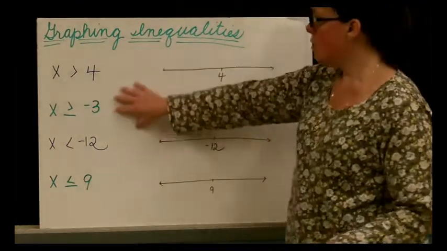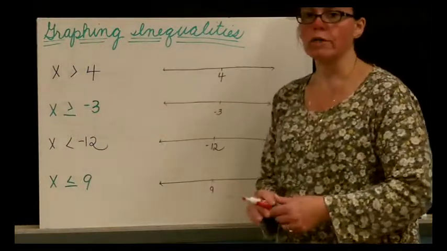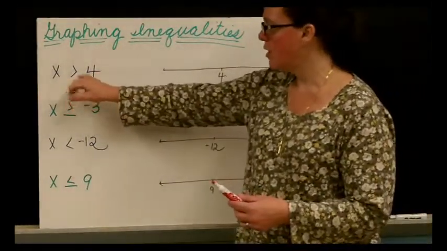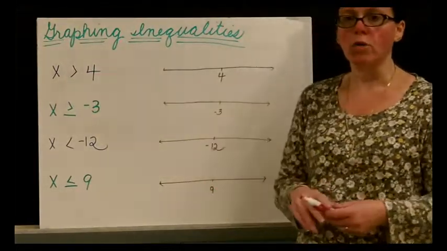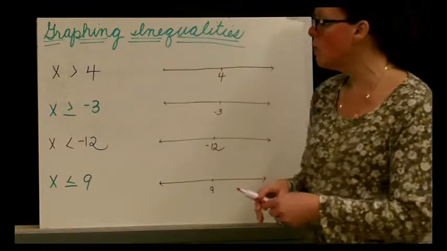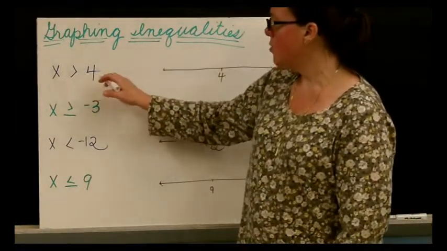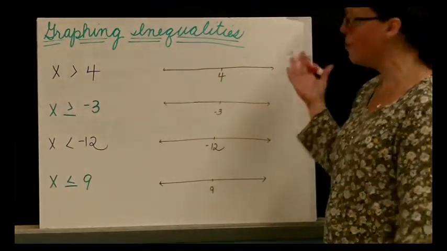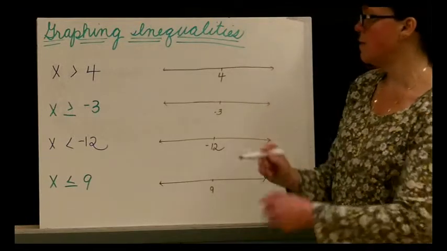So what we're going to do now is graph these inequalities. Typically, we'll have a variable and you'll end up with a single number on the other side of the inequality symbol. And then what we're going to do is graph. This inequality says x is greater than 4. So I drew up a number line of sorts and I just put the number 4 on it.